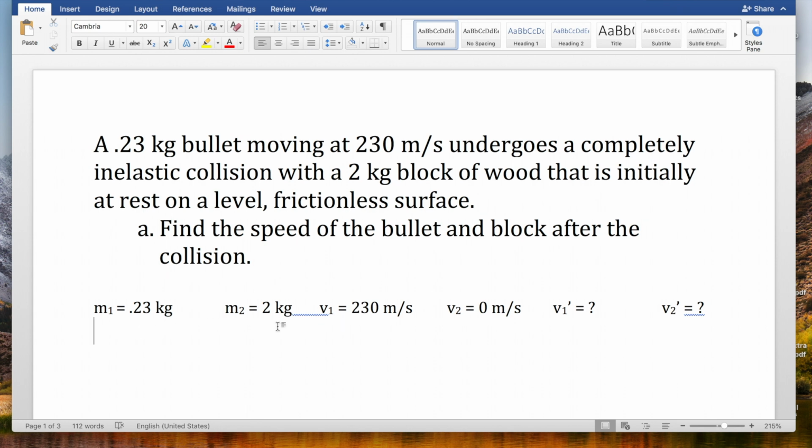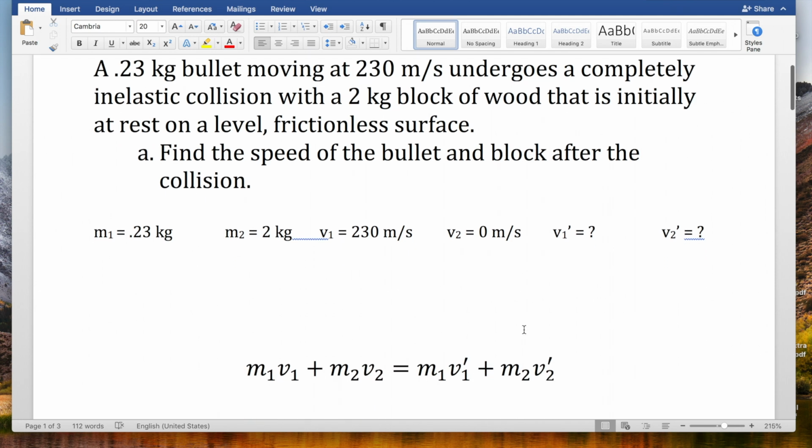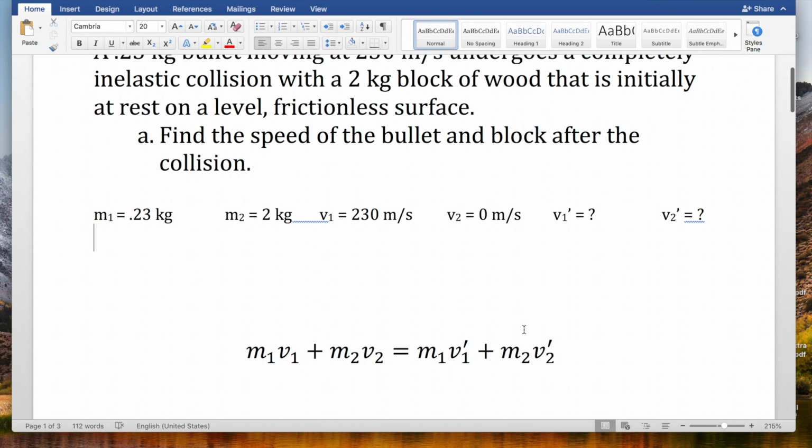First things first, I defined all of my values. We don't know v1 prime, the velocity of the bullet after the collision, or v2 prime, the velocity of the block after the collision. In order to be successful with this problem, we need to apply the law of conservation of momentum. m1v1 plus m2v2 is equal to m1v1 prime plus m2v2 prime.